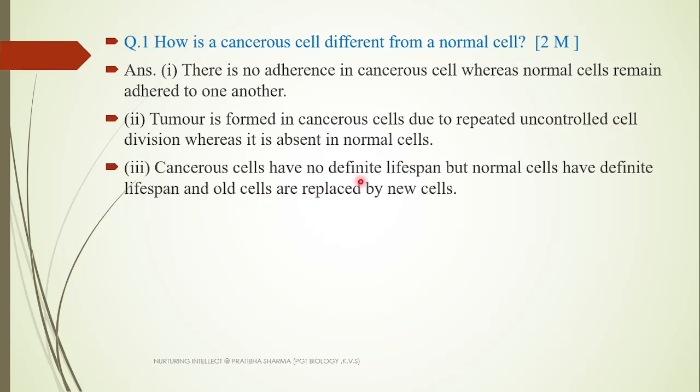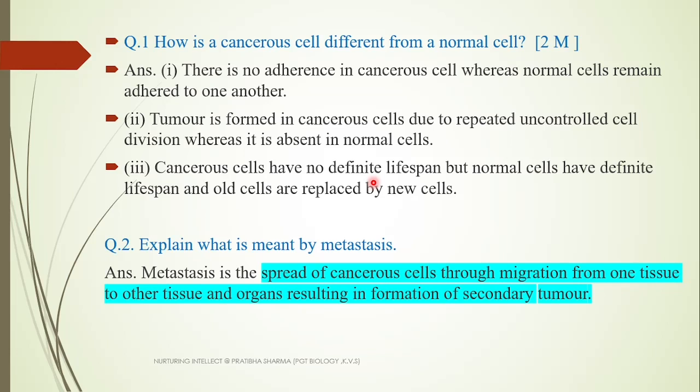ठीक है, cancerous cells की कोई definite lifespan नहीं होती है, whereas normal cells have definite lifespan and old cells are replaced by new cells. Second, explain what is meant by metastasis. तो हमने पढ़ा था metastasis क्या है?